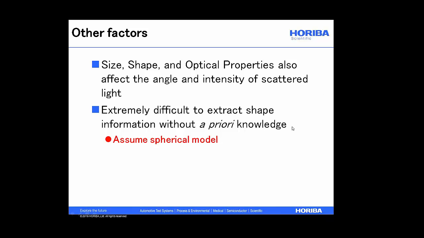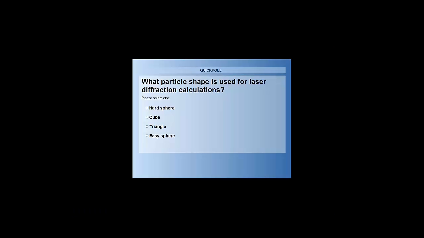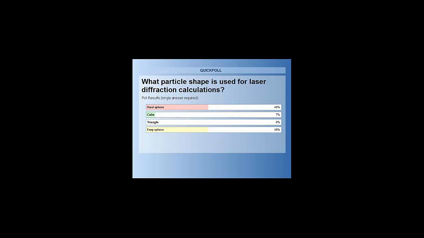So now I have a quiz. What particle shape is used for laser diffraction patterns? You only get to pick one. Okay, I think I'm going to go ahead and close this. Share the results. I have 46% hard sphere, 46% easy sphere, and 7% cube. Now I've got to admit that hard sphere and easy sphere score equally. I'm going to take them both as correct.